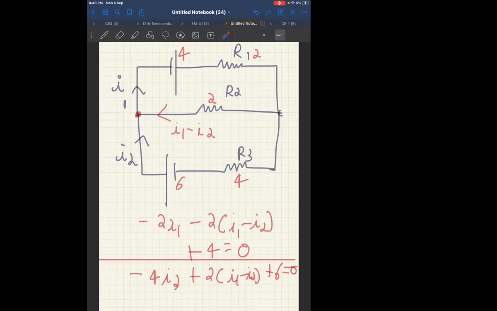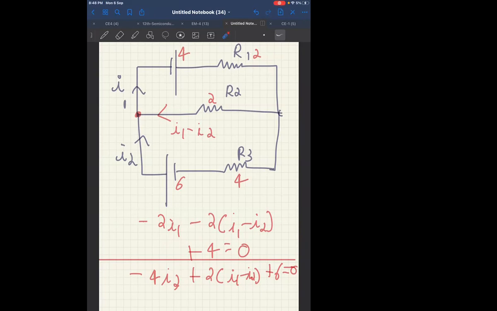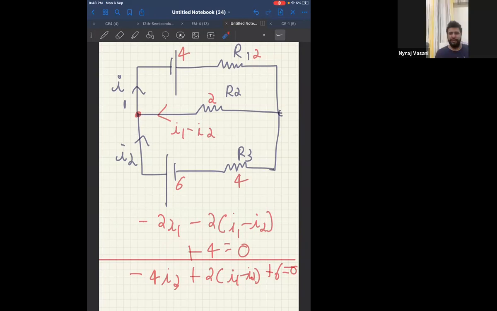Sir, we have to equate these two solutions, no? We have to get one equation. Solve the two simultaneous equations, you will get the answer. You don't need to equate. You can equate also, actually, but it's two simultaneous equations. Nothing great in this.